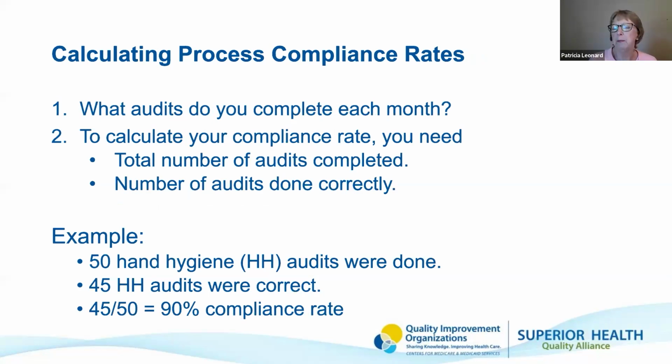So that would be for outcome data, but what do you do with your process data? That would be the results of your audits, those observations that you do of your staff. And this is simple math. You do 50 hand hygiene audits in a month, 45 were correct, 45 divided by 50 is a 90% compliance rate. But again, you take that number, you compare it to previous months, you look at what activities you put into place for that rate.